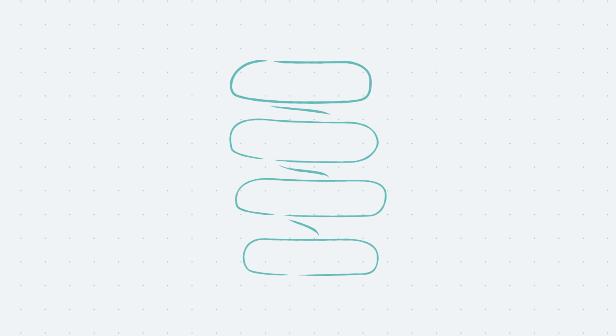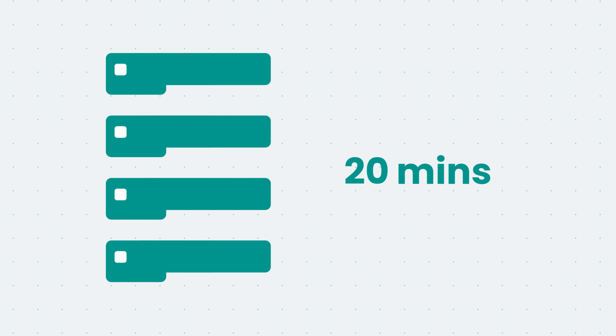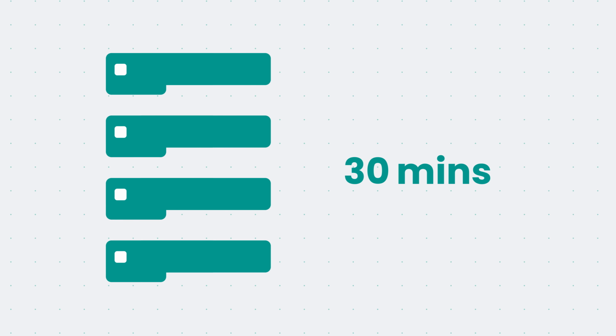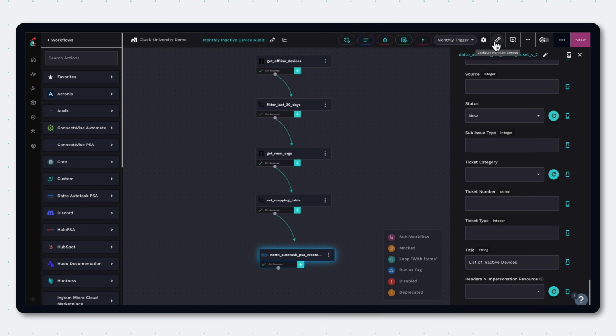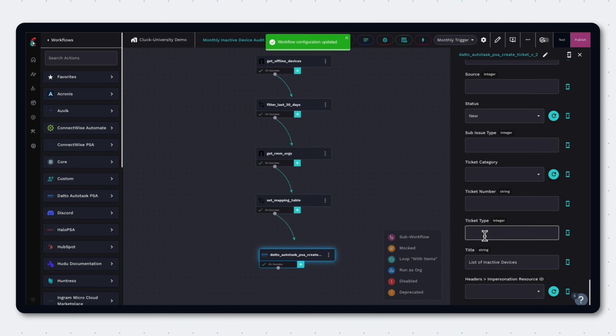Now, before we forget, Jack wants to prove ROI with Roost. Now that he's automating the process he used to do manually, he's going to save that time every month. It takes him around 10 minutes to get all of this data. Go to Configure Workflow Settings and add the time saved. 10 minutes is 600 seconds. Click Submit. And with that, we'll go ahead and publish our updated workflow.